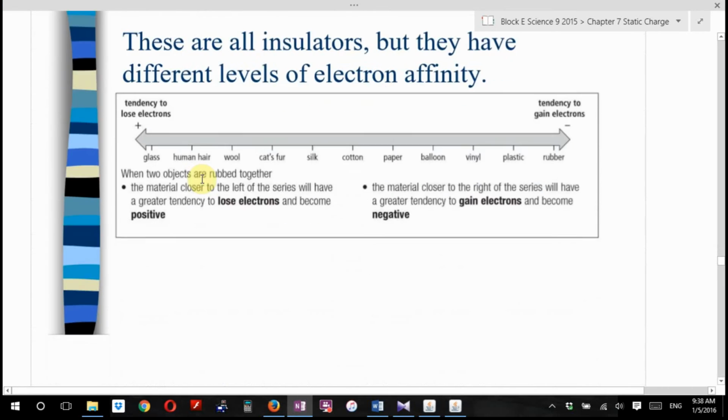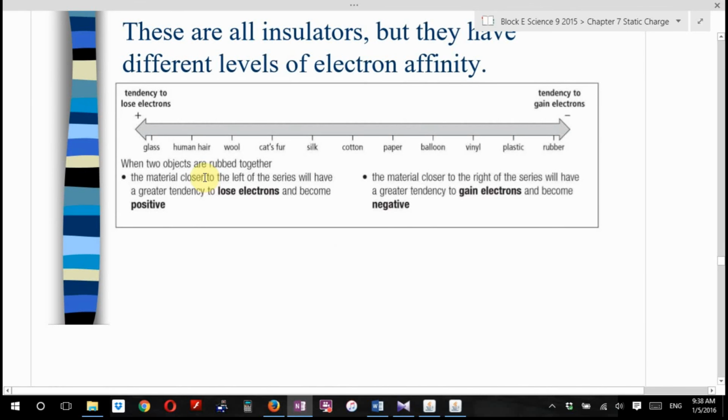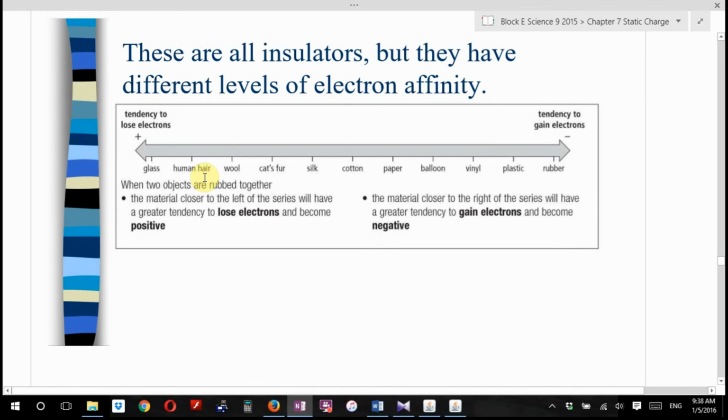So these are all insulators, but they have different levels of, here's our fancy word, electron affinity. It turns out that different insulators suck in electrons at different hungers, at different levels. Well, the fancy word, electron affinity. So we have this chart. You don't have to memorize this chart. I'll give it to you on the test.